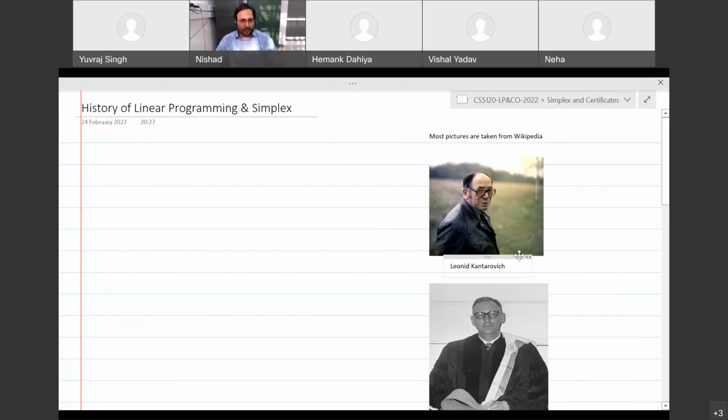And I'm just going to tell you about the history of linear programming and the simplex method especially, and who the prominent researchers were and under what circumstances these developments happened, largely in the 20th century. Okay. All right.